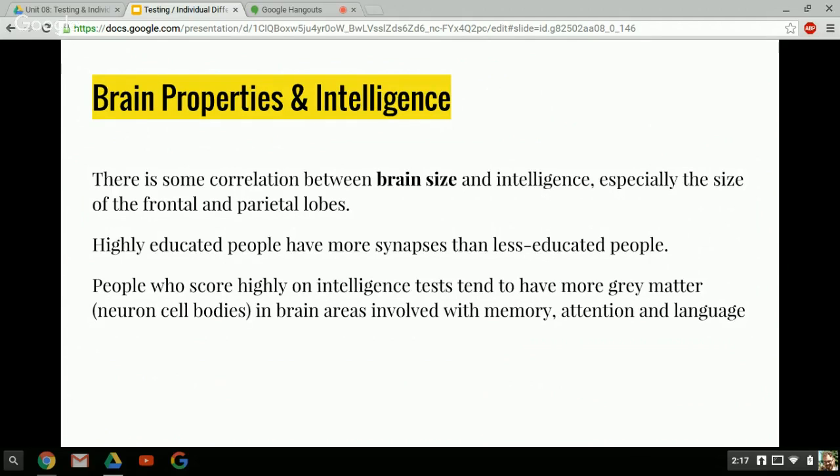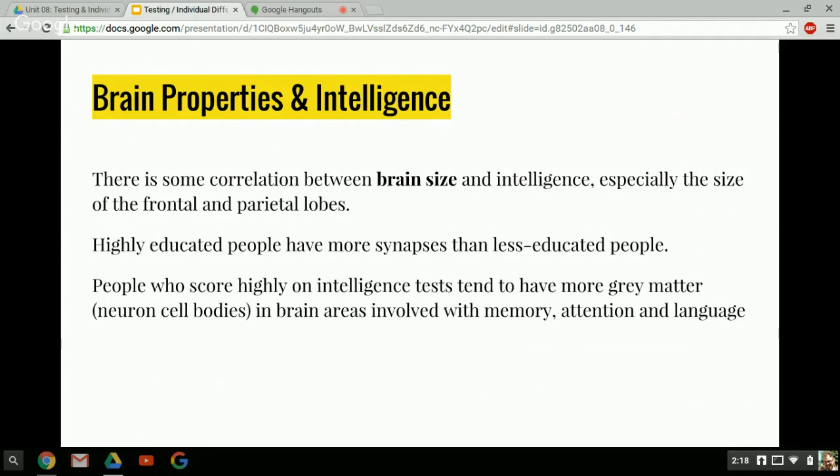At the same time, highly educated people tend to have more synapses than less educated people. Remember, synapses are those gaps between neurons. Highly educated people tend to have thicker, more intricate networks of neurons in their brains than less educated people. As you move through life, your brain forges connections based on the learning that you experience. So it would make sense then that people with more learning have more connections and thus more synapses.